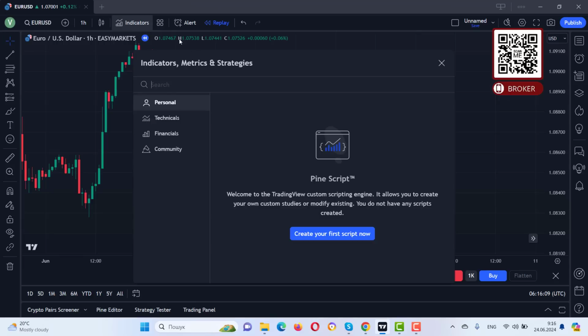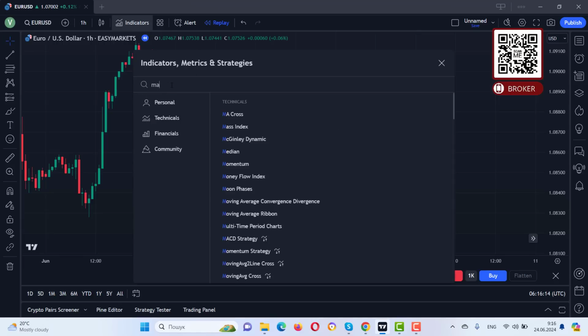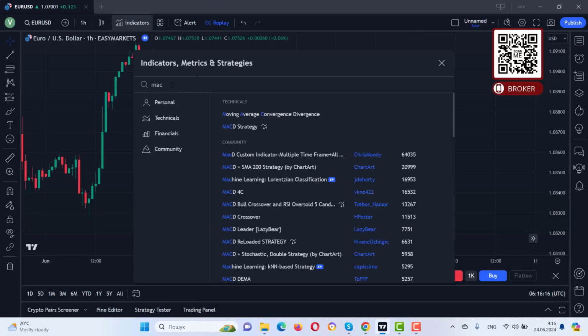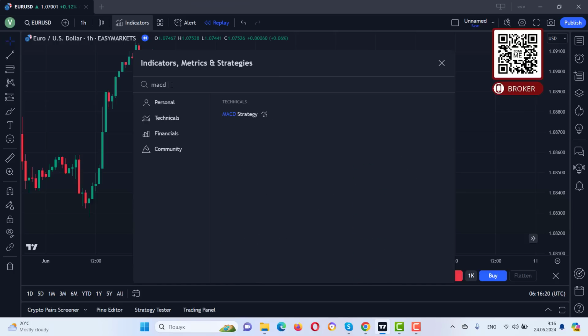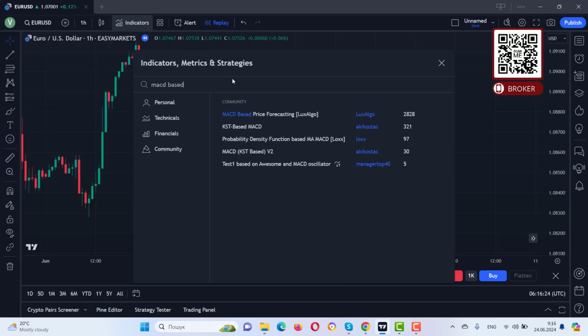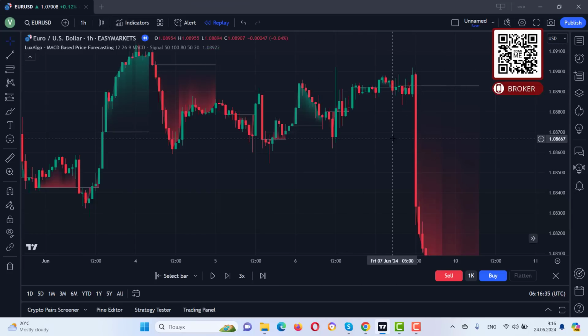Add it to our schedule. The indicator we have will be based on the MACD. This is the indicator we require. Add it to the chart.